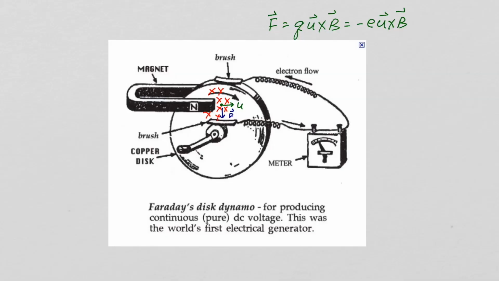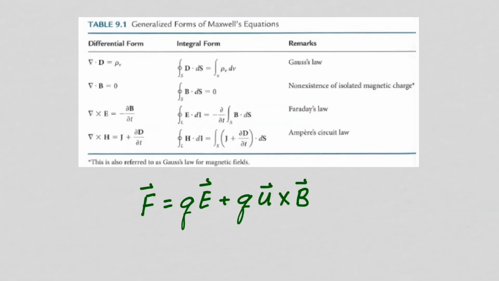Now, you could also use Faraday's law to explain the operation of this generator. It's just a little bit easier to look at Q u cross B to see how the electrons will flow in this example. Electromagnetics are completely described by these 4 Maxwell's equations. But you don't see the Lorentz force equation in there, but it's actually contained inside these equations. In fact, it can be shown that Faraday's law is equivalent to the Lorentz force equation.